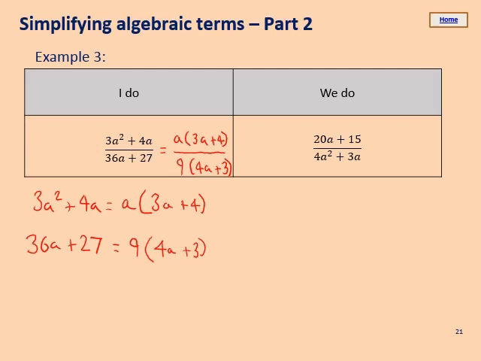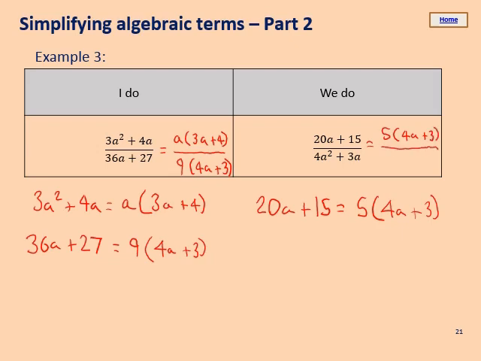Okay, so on the we do, we've got 20a plus 15 on the top, so let's start by factorising that. 20a plus 15. Highest common factor of 20 and 15 is going to be 5, so 5 goes outside the bracket. Inside the bracket, 20a divided by 5 is going to give me 4a. Positive 15 divided by 5 is going to leave me with positive 3. So on the top, I can rewrite 20a plus 15 as 5 bracket 4a plus 3.